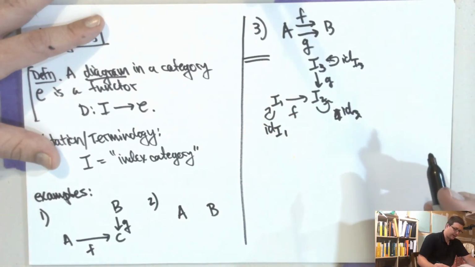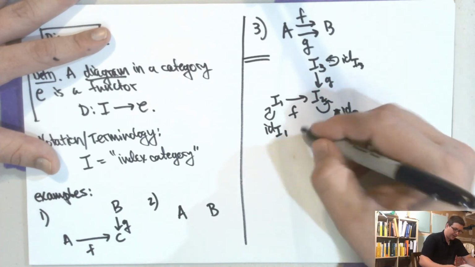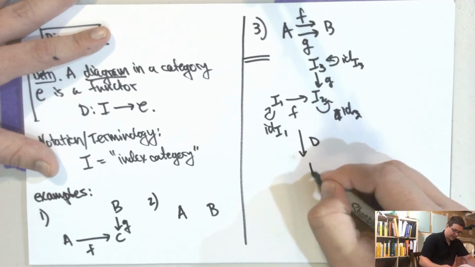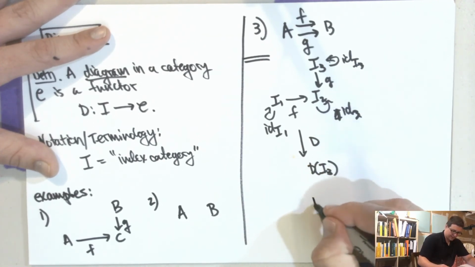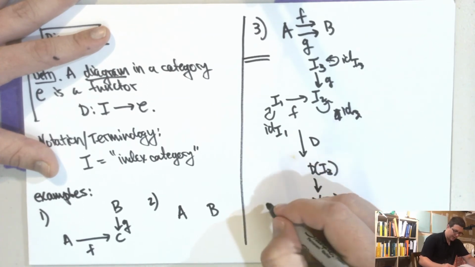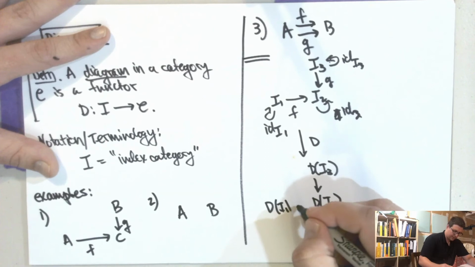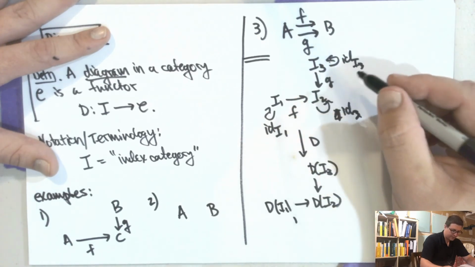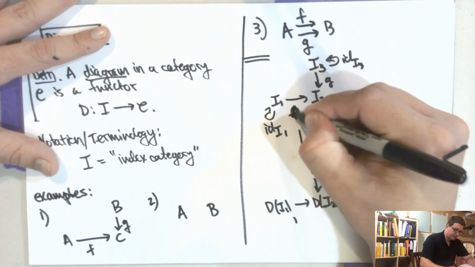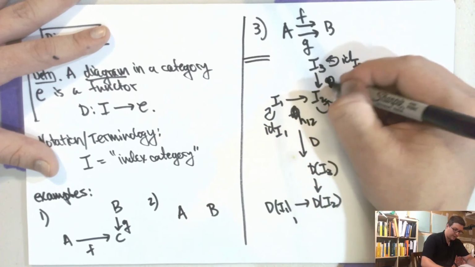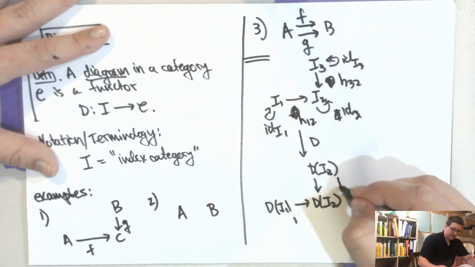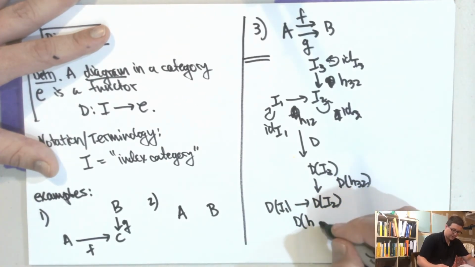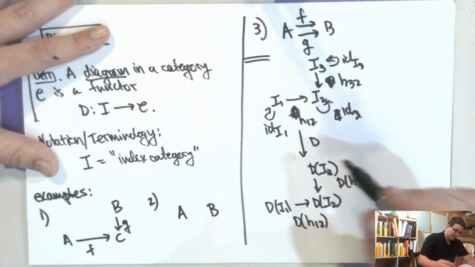Okay, and then the diagram here. So we have this functor D, and so really we have D of I3, D of I2, D of I1, like this. And then we really have, I guess we shouldn't call these F and G. Maybe we should call them H12 and H32. Then we have D of H32 and D of H12. Okay, so this is what we actually wrote down.